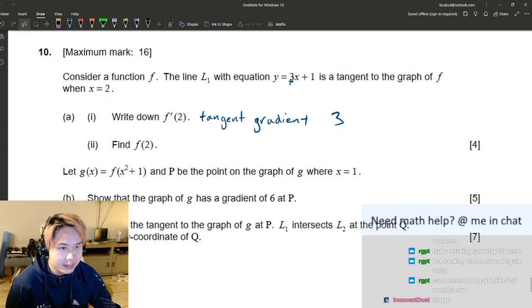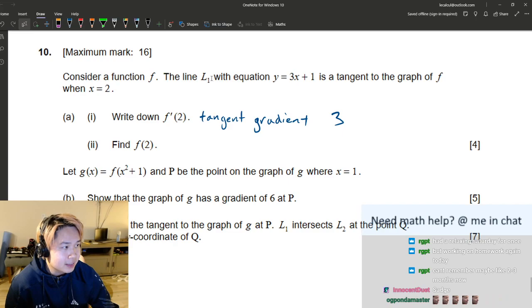Sad, don't be sad. And then the value of f at 2 should be the same y value as the line at the x value 2. So what I can do is just plug in 2 into the line equation, which is 7.